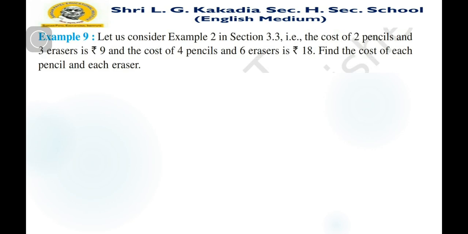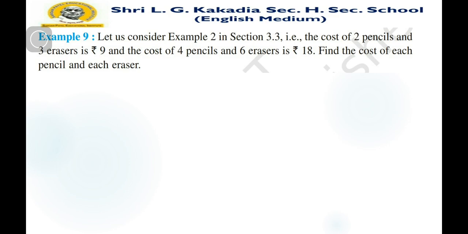Example number 9. Let us consider example number 2 in section 3.3: the cost of 2 pencils and 3 erasers is rupees 9, and the cost of 4 pencils and 6 erasers is rupees 18. Find the cost of each pencil and eraser. Now, in the given problem, as you can see, the cost of one pencil and the cost of one eraser are not given. So we want to find the cost of a pencil and an eraser.